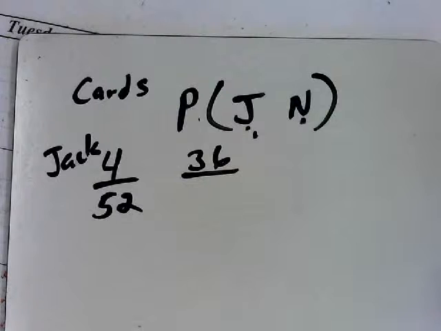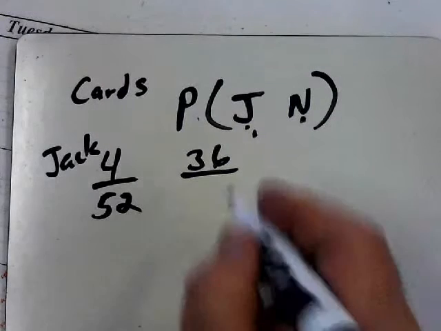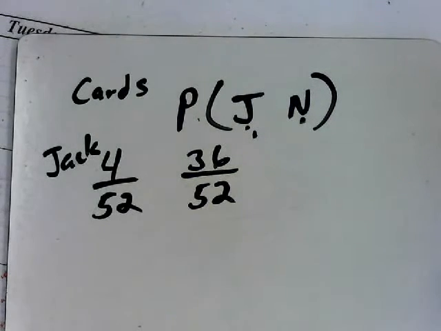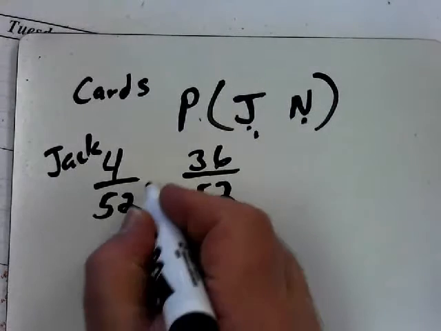desired outcomes, right? Out of still 52 cards, correct? So you replace the jack, right? Didn't have to, but in this case we did. We replaced the jack. How do I find if they are mutually exclusive? I do not multiply them together anymore. I add them together.